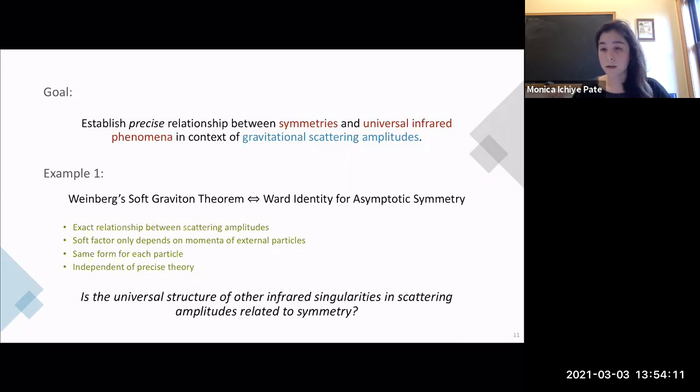And the fact that it was independent of the precise theory was because this is a symmetry of theories of gravity. And so general theories of gravity will have this symmetry and therefore this behavior. Okay, and so that brings us to the next point, which is to ask whether the universal structure of other infrared singularities in scattering amplitudes is also related to symmetry.